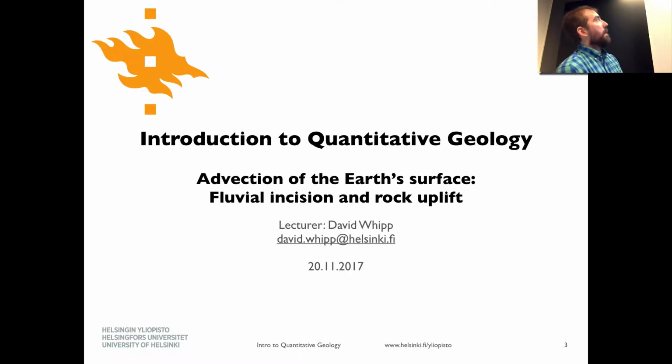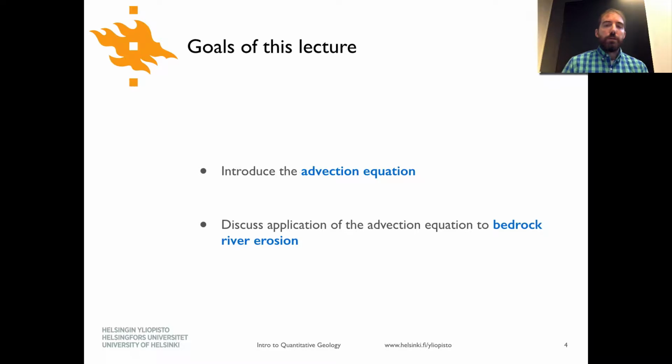So here we are. What we'll do, again, is we'll start with a little lecture to introduce the advection equation, and in this case we're going to end up applying it to looking at how bedrock rivers erode. There are lots of different things we could do with the advection equation, but this is a nice example that lines up with what we do in the exercise for this week. And hopefully by the end of this lecture you have some idea how the advection equation relates to river erosion.